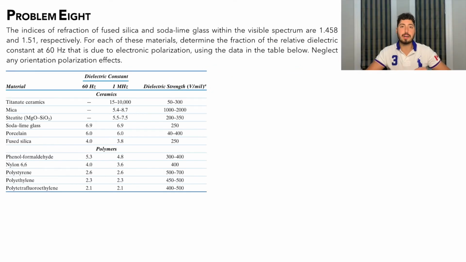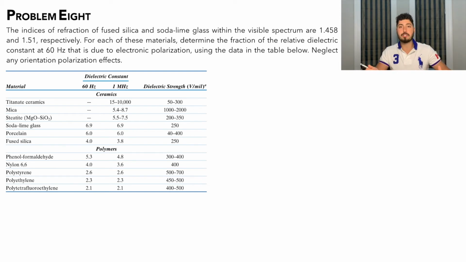Let's move on to our final problem of tutorial number 3, which is problem number 8. The indices of refraction of fused silica and soda lime glass within the visible spectrum are 1.458 and 1.51 respectively. For each of these materials, determine the fraction of the relative dielectric constant at 60 Hz that is due to electronic polarization, using the data in the table below. Neglect any orientation polarization effects.